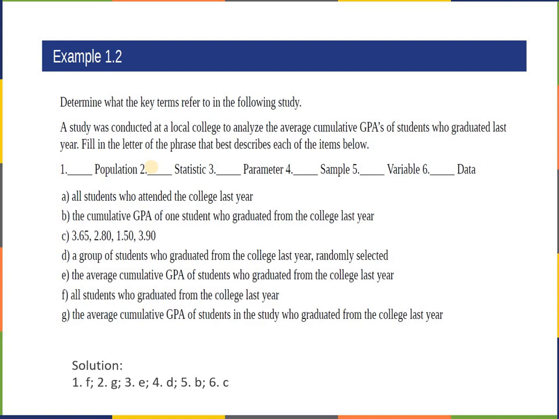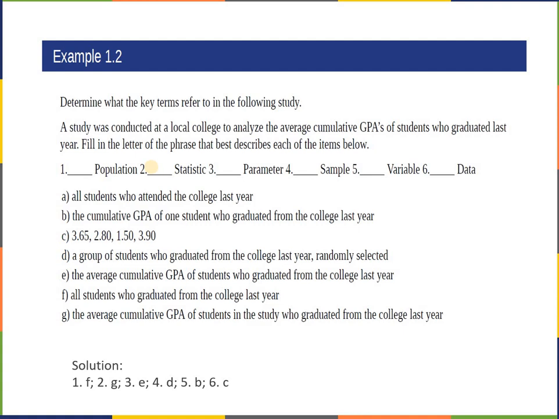So 3 is E. 4, the sample. The sample is going to be a group of students who graduated from the college last year, randomly selected. So that is our sample. We're going to take a group of the students who graduated last year and ask them about their GPA, and that is going to be our sample. So the sample is going to be D. D is a group of students who graduated from the college last year, randomly selected. That is very important, that they are randomly selected.